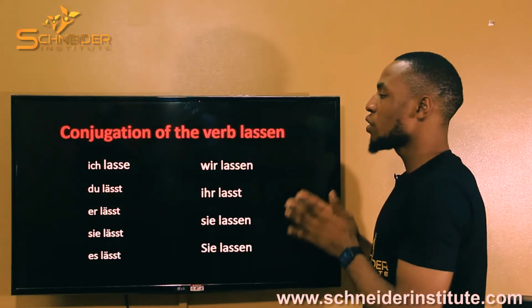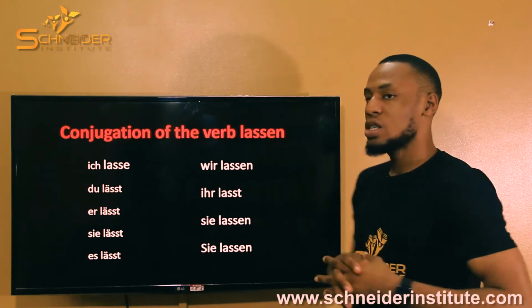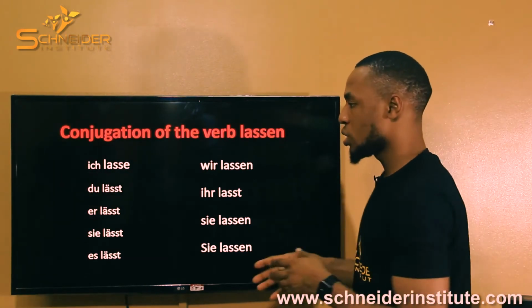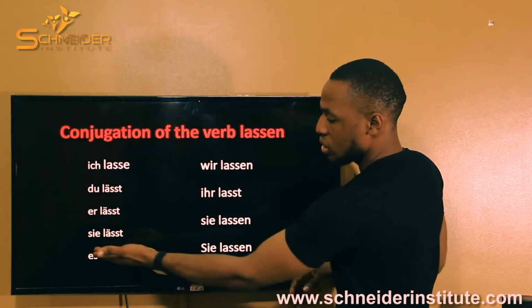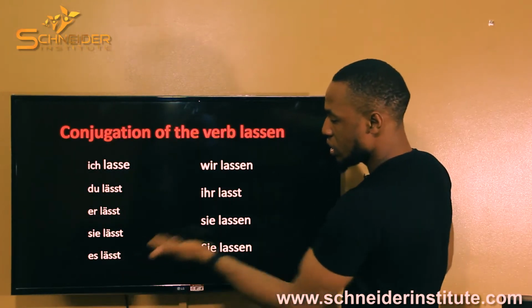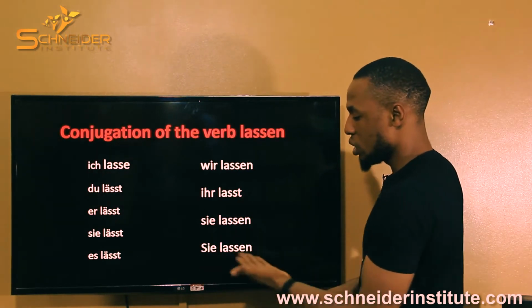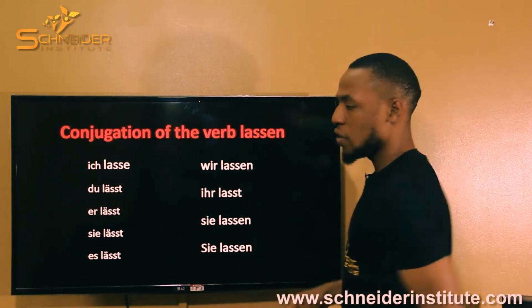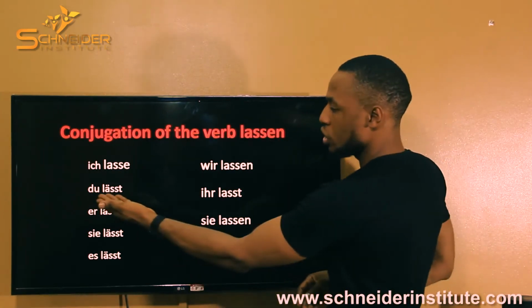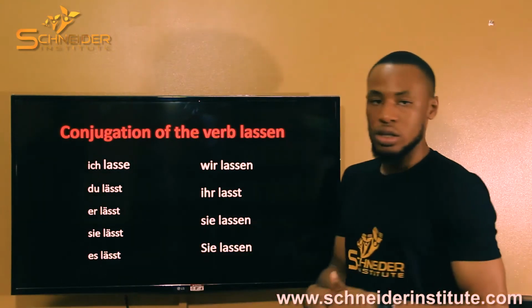Now, firstly, I have the conjugation of the verb lassen. From what you can see here, the verb lassen is an irregular verb. So as you can see, we have ich lasse, du lässt, er lässt, sie lässt, es lässt, wir lassen, ihr lasst, sie lassen and Sie lassen. So this is the verb conjugation. Here, it's an irregular verb where the a changes to umlaut ä for the pronouns du, er/sie/es.